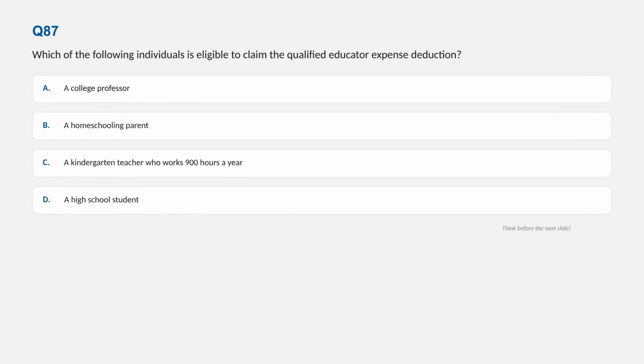Which of the following individuals is eligible to claim the qualified educator expense deduction? A. A college professor. B. A homeschooling parent. C. A kindergarten teacher who works 900 hours a year. D. A high school student.